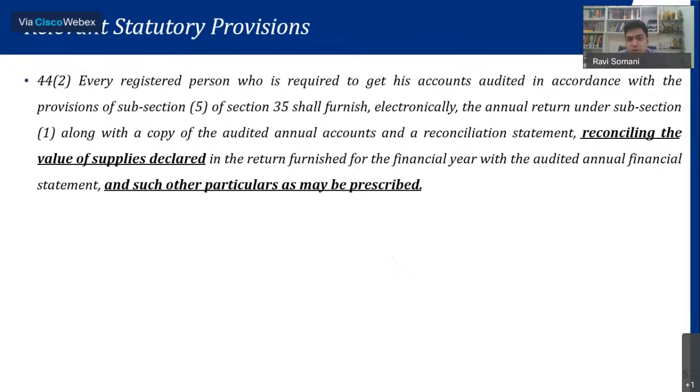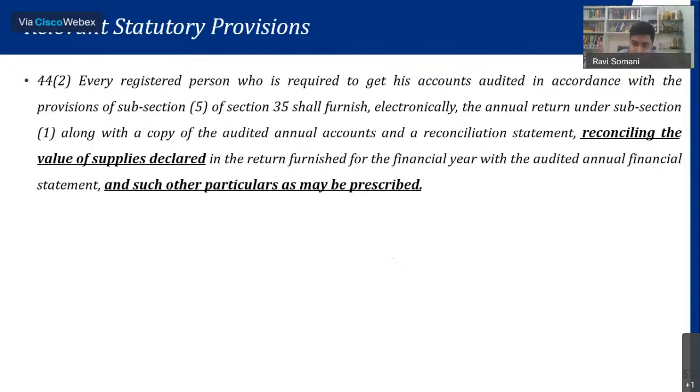Now every registered person who is required to get his accounts audited under 35(5) shall furnish electronically the annual return under subsection 1 along with a copy of audited annual accounts and the reconciliation statement. Now here it is very important. The wordings which I have highlighted: and the reconciliation statement, comma, reconciling the value of supplies declared. So what is being expected is only a reconciliation. Reconciling the value of supplies declared in the return furnished, and it says and such other particulars as may be prescribed. So there are going to be some other particulars which can be prescribed.